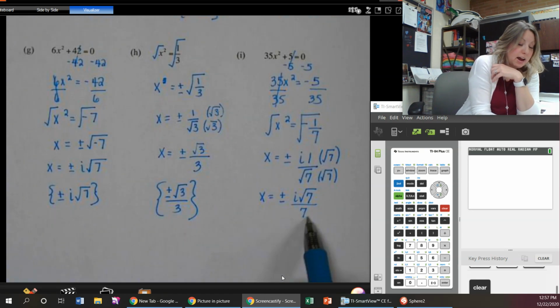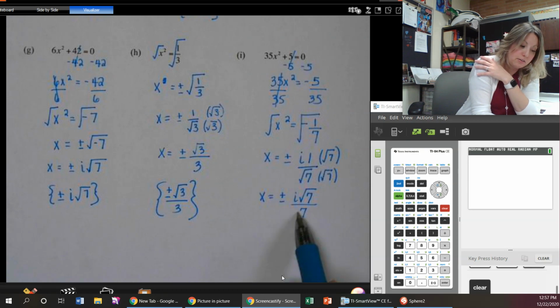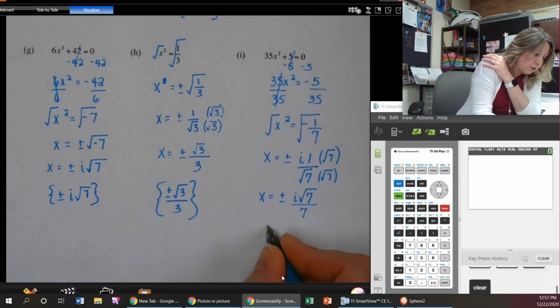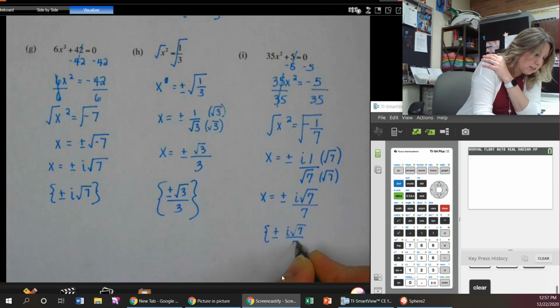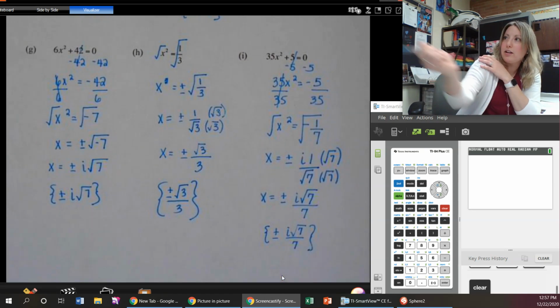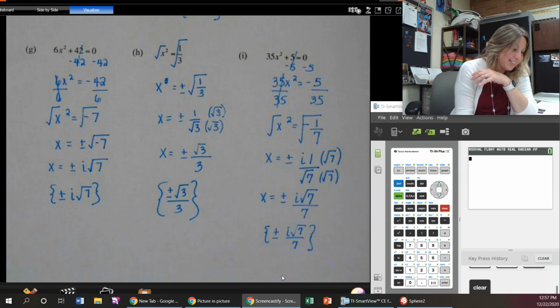Because this is not in a radical, these guys cannot simplify any further. This guy's not in a radical. Can't do it. So your final answer there, plus and minus, i radical 7 over 7. Perfect timing, because that's me starting 8th mod right now. And there we go.